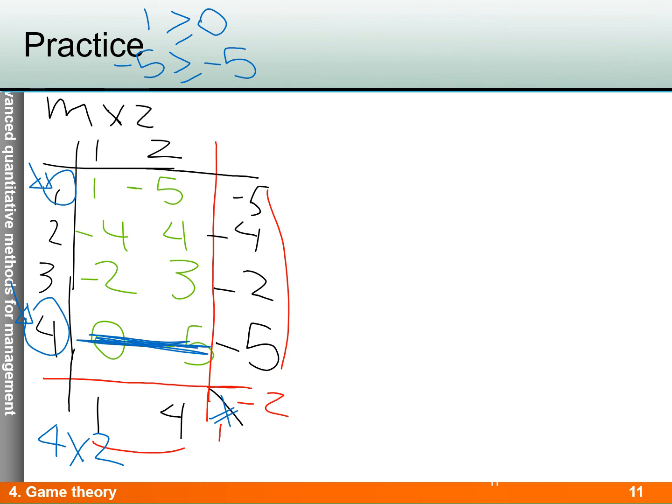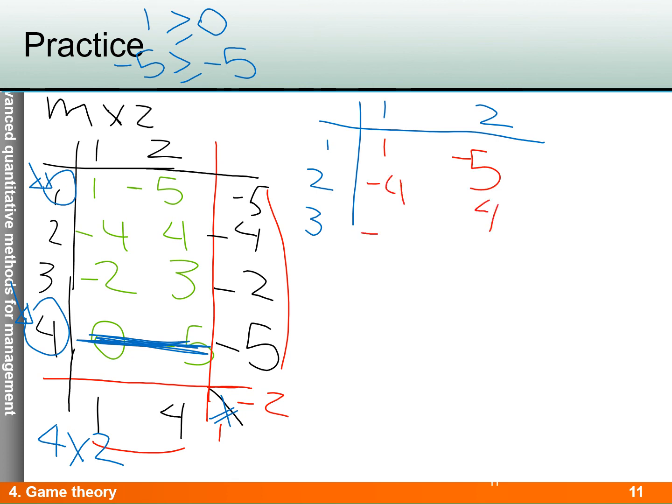Okay. So what remains for me is a table now with 3 strategies for player 1 and 2 strategies for player 2. What are these elements? Let's write with the other color. 1, minus 5, minus 4, 4, minus 2, and 3. Okay. Do I have any other dominated strategy? I don't see any more.